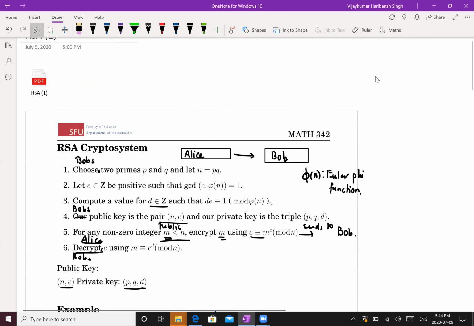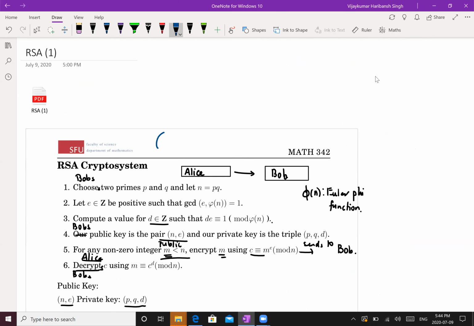This is called RSA, named after its founders, Ron Rivest, Adi Shamir, and Leonard Adleman.